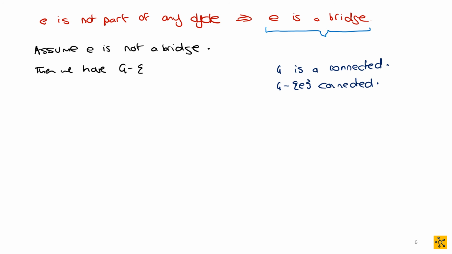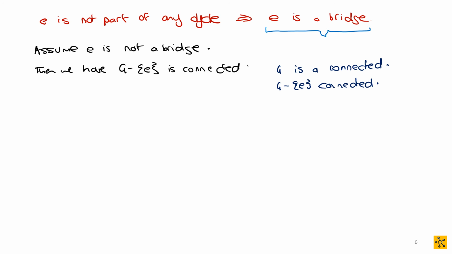So then we have G minus E is connected. Now we know that if G minus E is connected, there exists a walk. If you have a connected graph, then there exists a UV walk between every single vertex in the graph. So we're going to utilize that.